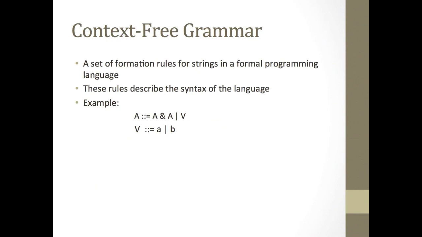The definition of context-free grammar is a set of formation rules for the strings in a formal programming language. These rules describe how strings and sentences can be formed according to a language's alphabet, and these rules also describe the syntax of a language. It's important to note that the syntax of a language only describes how strings can be formed and not the meaning of strings. Below is an example of what the syntax rules for a context-free grammar might look like.